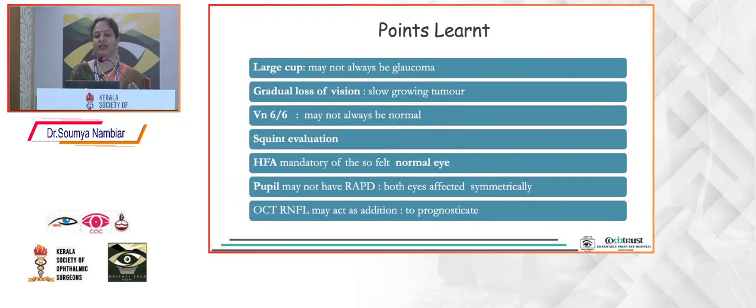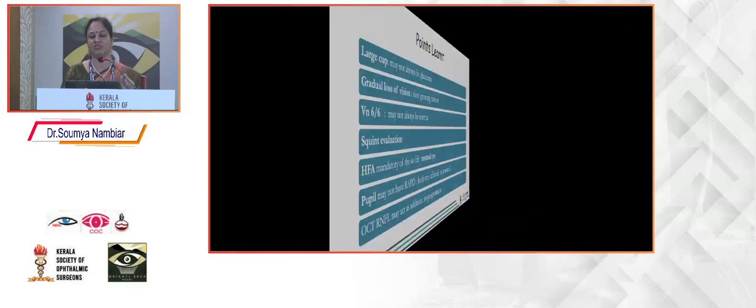So the points that I learned were that a large cup may not always be glaucoma. A gradual loss of vision indicates a slow growing tumor. Vision 6/6 may not always be normal, so you have to be careful. Squint evaluation has to be done very carefully. HFA is mandatory for the normal eye as well. And in the pupil, you may not have RAPD if both eyes are affected symmetrically. OCT RNFL can help as a prognostic factor.